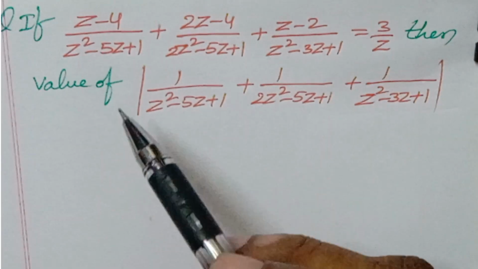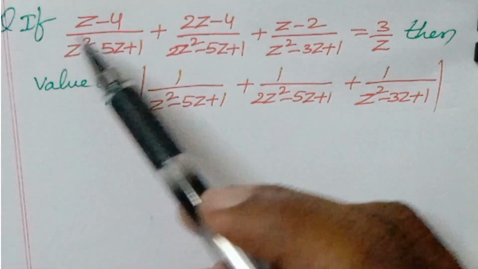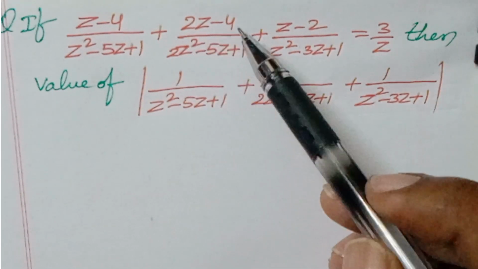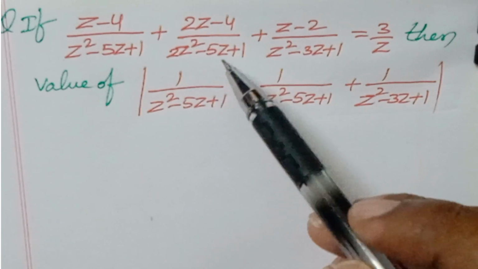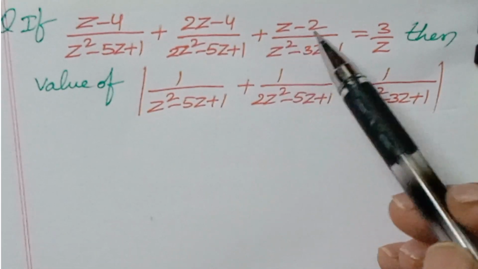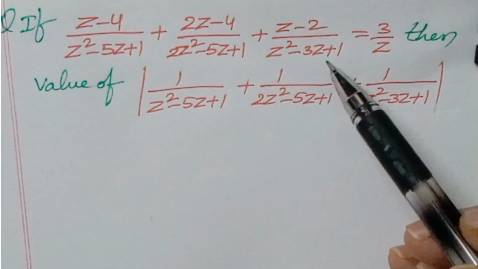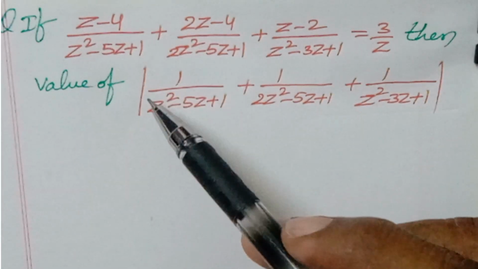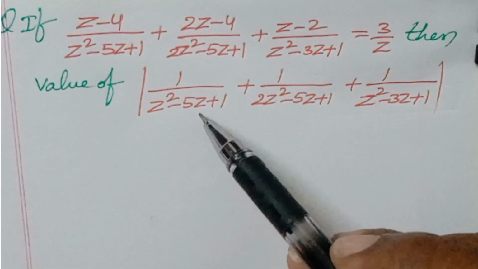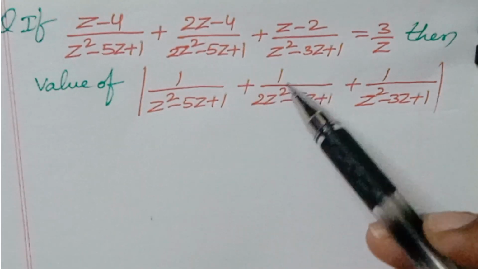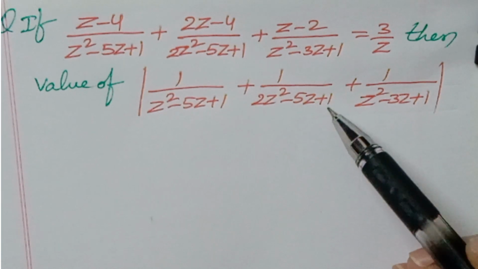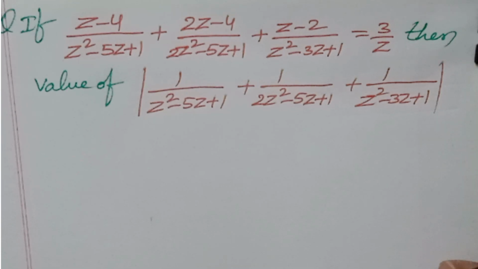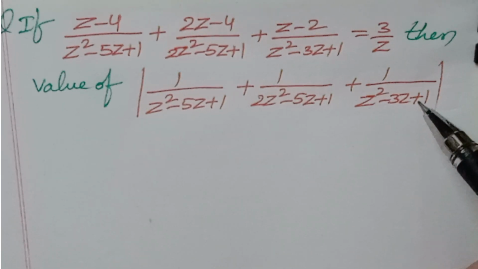So today we are looking at one Olympiad problem. The question is given: if (z − 4)/(z² − 5z + 1) + (2z − 4)/(2z² − 5z + 1) + (z − 2)/(z² − 3z + 1) is equal to 3/z, then find the value of |1/(z² − 5z + 1) + 1/(2z² − 5z + 1) + 1/(z² − 3z + 1)|. So here some logic is there, that's why this problem is selected.